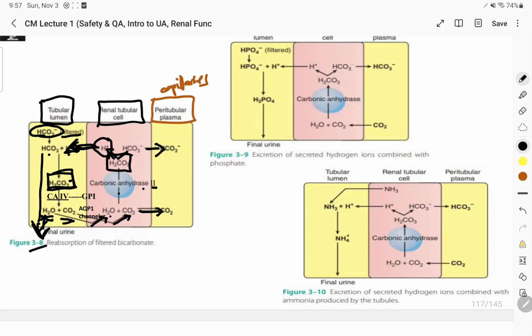So that is for bicarbonate. And aside from bicarbonate, we also have other substances that are buffers of our blood. We also have our phosphate. Okay? Same thing. Your RTEs will secrete hydrogen back to the lumen, and your hydrogen will combine with phosphate and form dihydrogen phosphate. Your dihydrogen phosphate is not reabsorbed back, so it will be excreted.